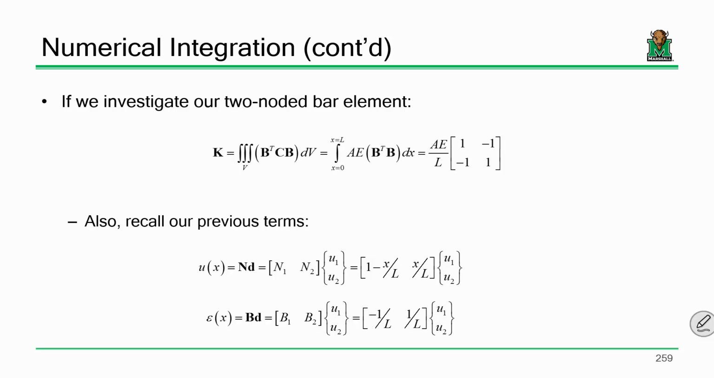Now, just to recap, I like to use our 2-noded bar as the benchmark example just because it's so simple. It really is one of the simplest elements that we use. I'd argue that just a spring, where those values are k's, is probably the simplest element we can use. But if we go back to our investigation, our K matrix is the volume integral of B transpose CB, which we can simplify, and we get that 2x2 matrix. And we can also elaborate these shape functions.